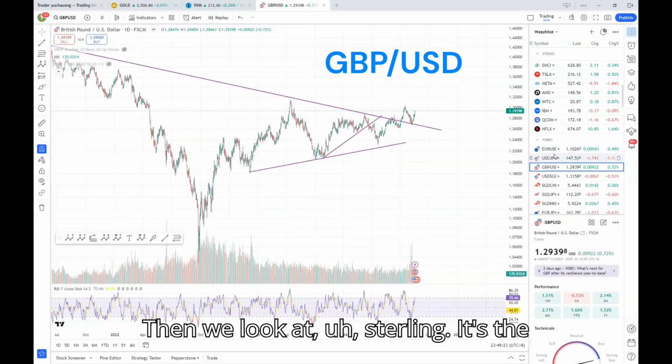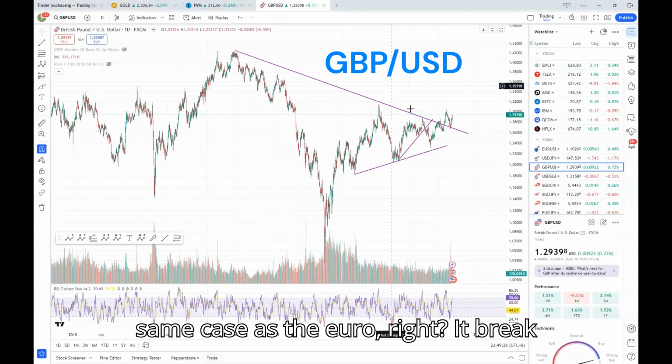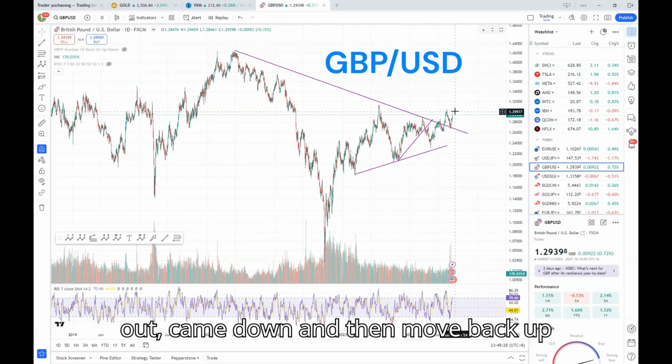Then we look at sterling. It's the same case as the euro. It broke out, came down, and then moved back up again.